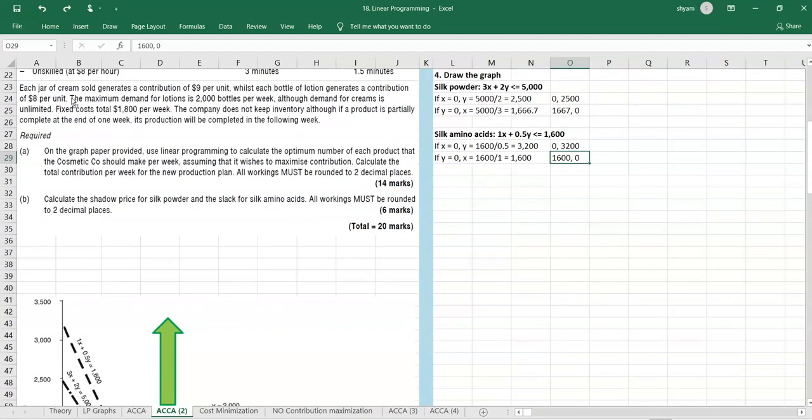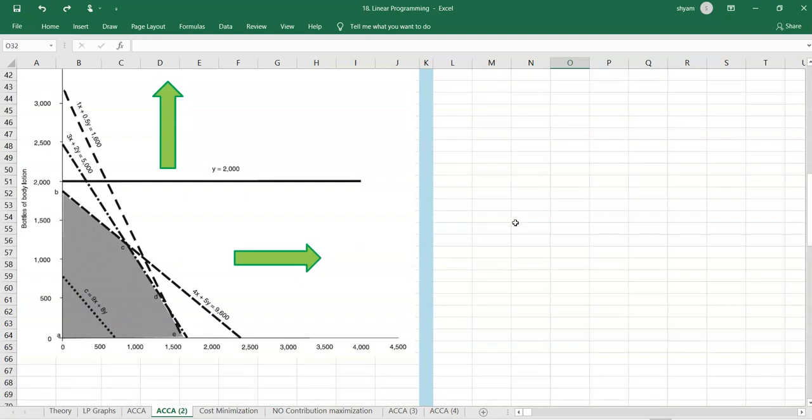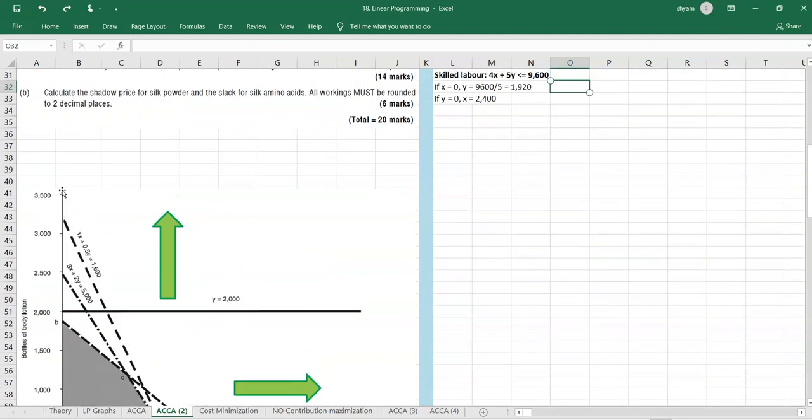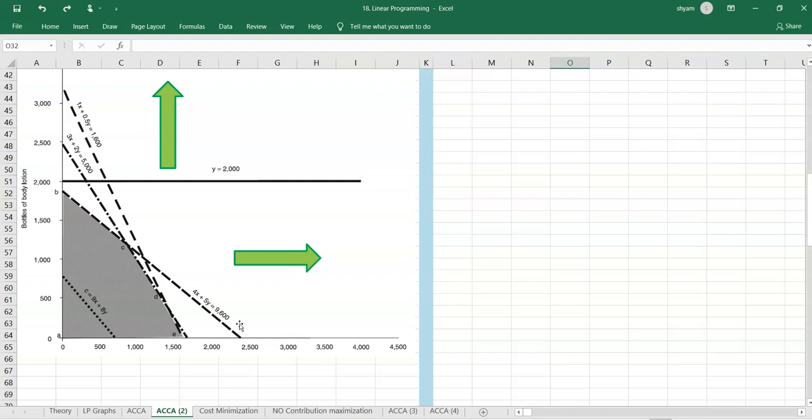So we still have to get the skilled labor. Skilled labor is this formula. Again, we'll put x as 0. We'll find out y. So the number comes to 1920. And when we substitute y as 0, x comes to 2400. So the first point is going to be 0 comma 1920. So 0 comma 1920, it is here. And the other point was 2400 comma 0. So 2400 comma 0 is here. So we'll draw a line from here to here. Okay, we have drawn a line.